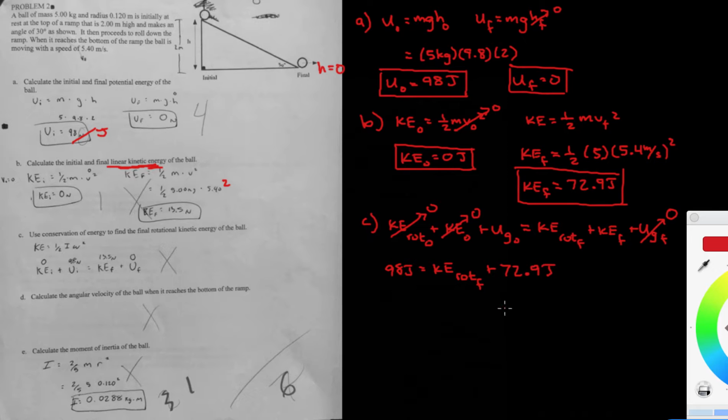So for this problem, you literally just subtract. So 98 minus 72.9 is 25.1 joules. If I would have got the previous problem right, I would have had this one right as well, because I would have ended up subtracting this number from that number. So 25.1 joules.